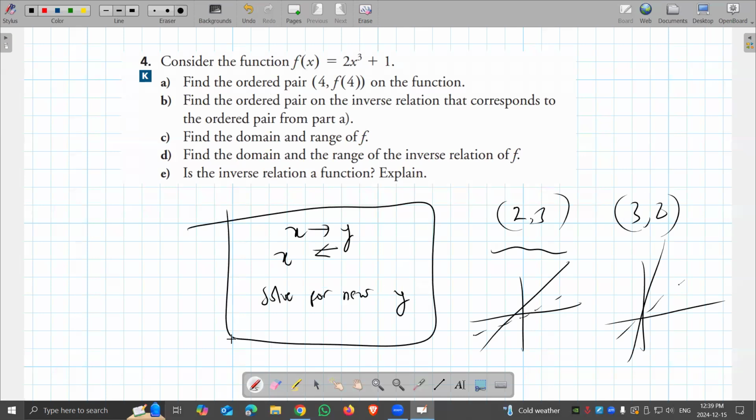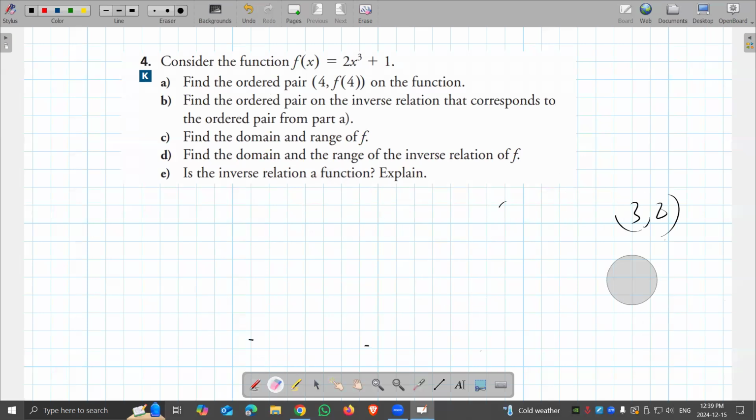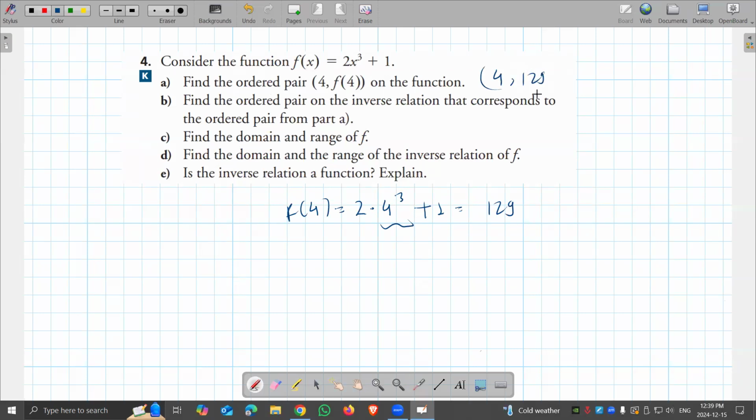You'll see what I mean. So part A, find the ordered pair for f(4) on the function. That just means we're giving you the x value of 4, what's the y value? So you have f(4) equals 2 times 4 cubed plus 1, 64, 128, that's going to be 129. Therefore, the answer to A is 4, comma 129.